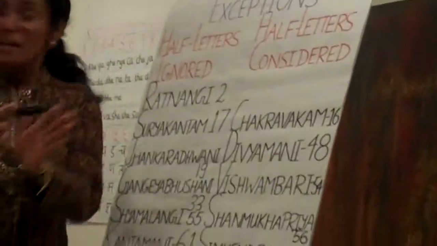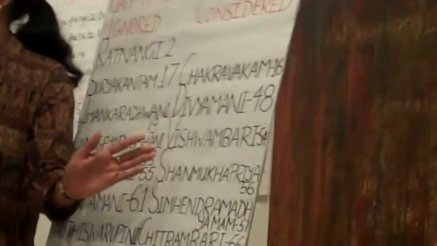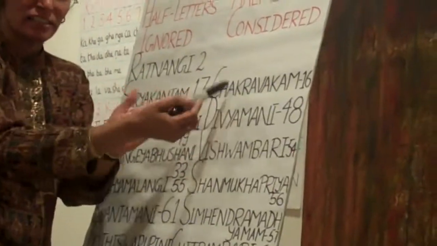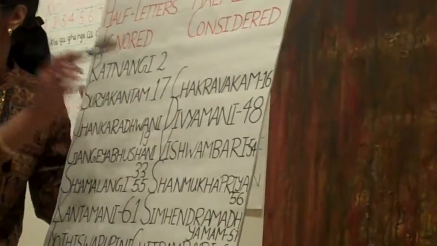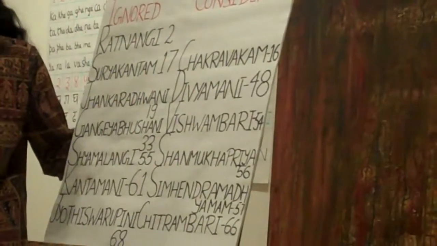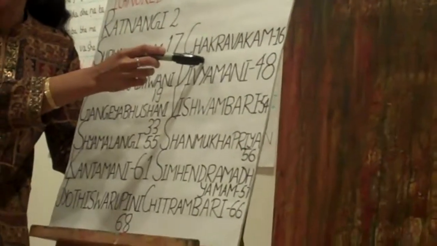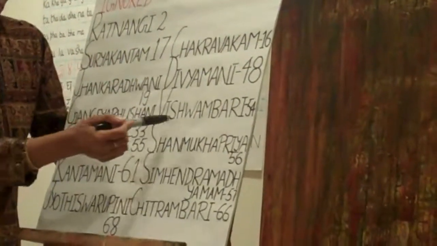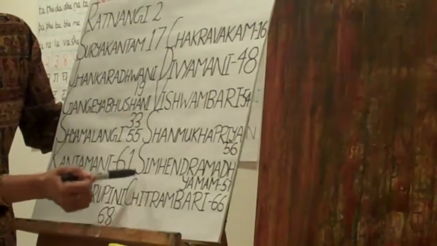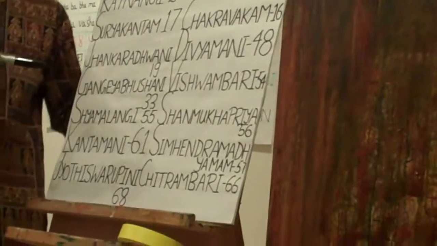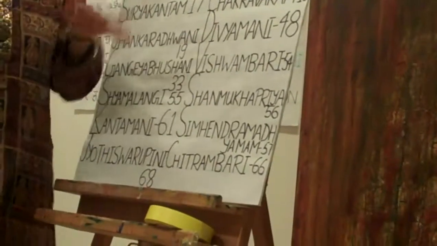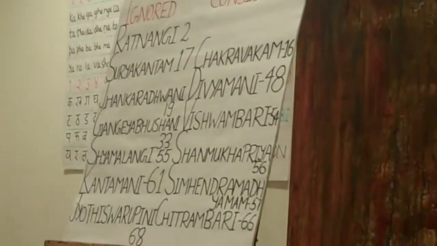But on the other hand, half letters are considered in some of them. For instance, this is Chakravaham, not Chakaravaham. It's Chak, and the syllables considered are Cha and Kha. So there the half letter is taken into consideration. The same with Divyamani, Vishwambari, Shanmukhapriya, Simhendra Madhyamam, and Chitra, with Cha and Ta. That is why I put it under a separate column. So I think that was it. That concludes my presentation.